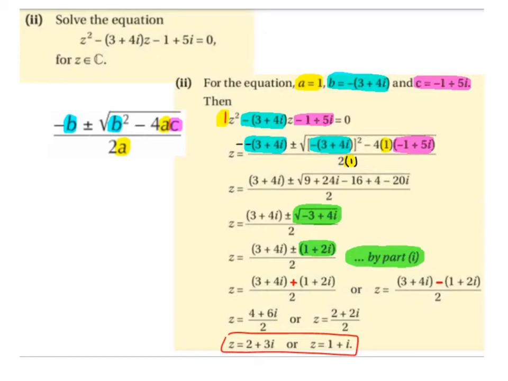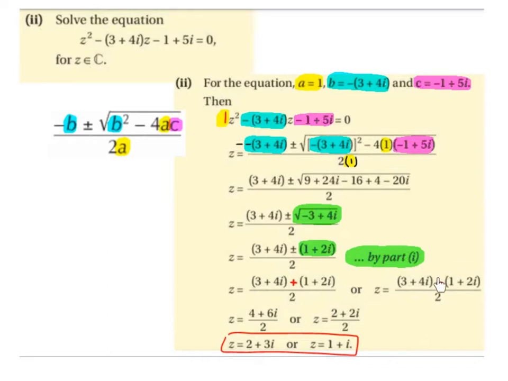So next we're going to break up our question into two parts. So we have a plus minus here. So we're going to have a plus here and a minus there. And then we just simplify. So 3 plus 1 is 4, adding the real parts, and 4i plus 2i is 6i, adding the imaginary parts, and that's all over 2. And then 4 divided by 2 is 2, and 6i divided by 2 is 3i. So 2 plus 3i is our first answer.